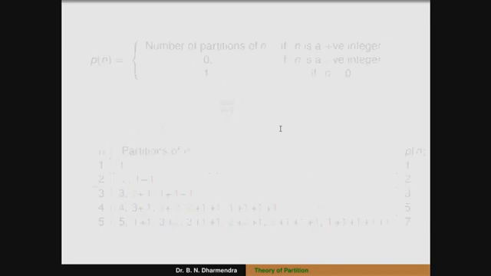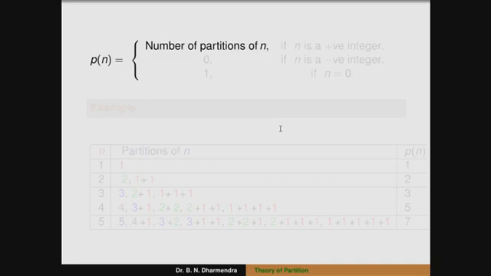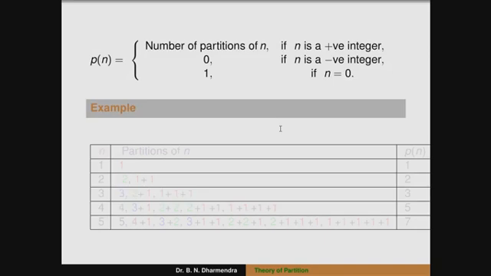So it can be defined as: p of n is the number of partitions of n if n is a positive integer, p of n is equal to 0 if n is a negative integer, and p of 0 is equal to 1. So, examples of n, partitions of n, and p of n. When I take n equal to 1, the number of partitions of n is only 1, and also p of n is equal to 1.